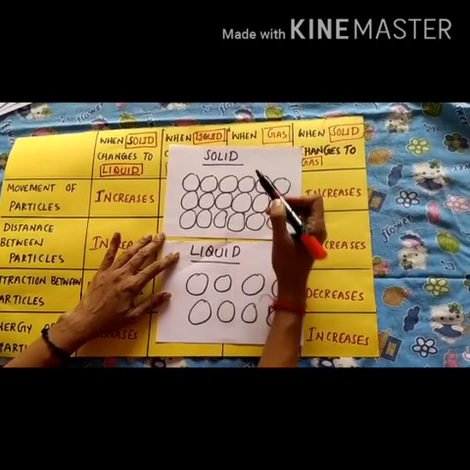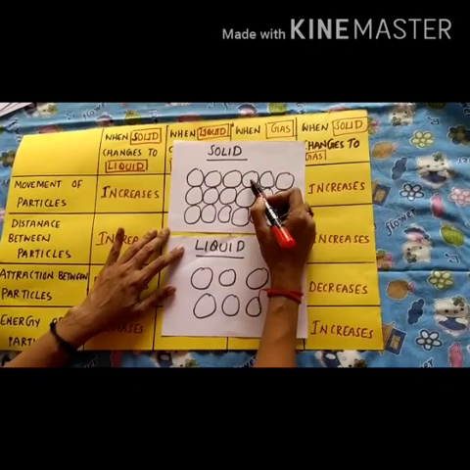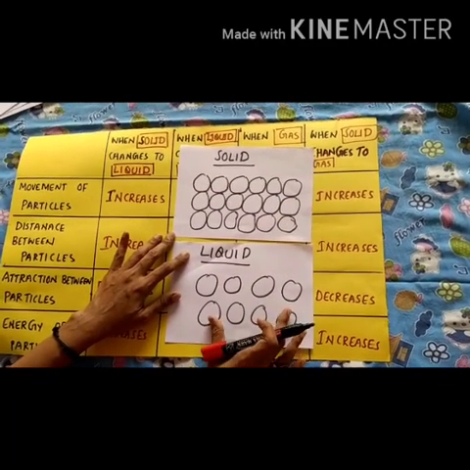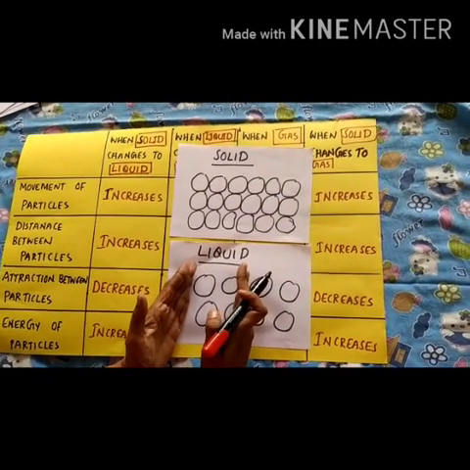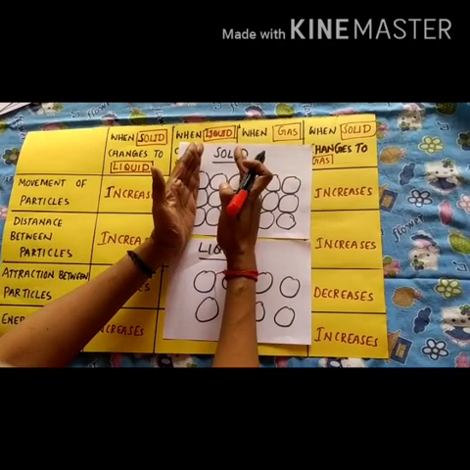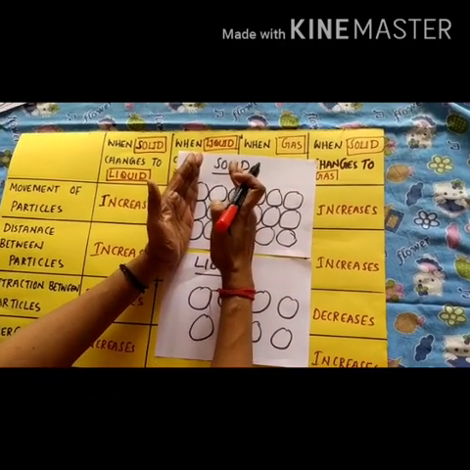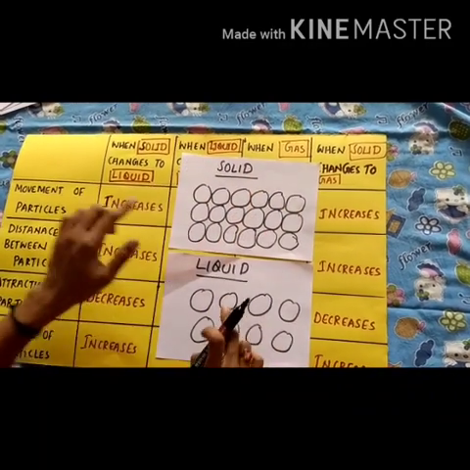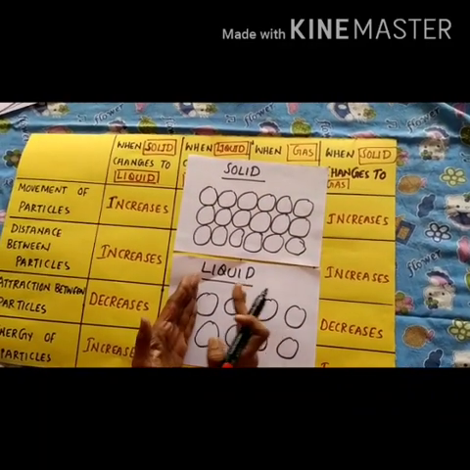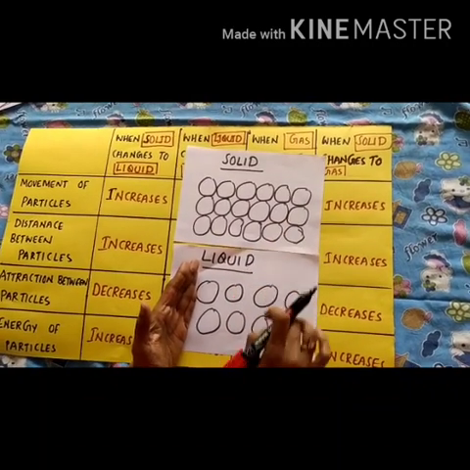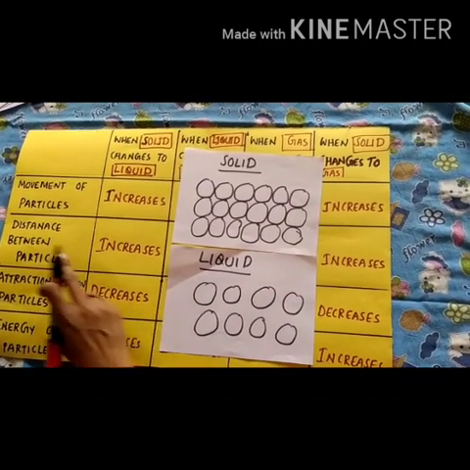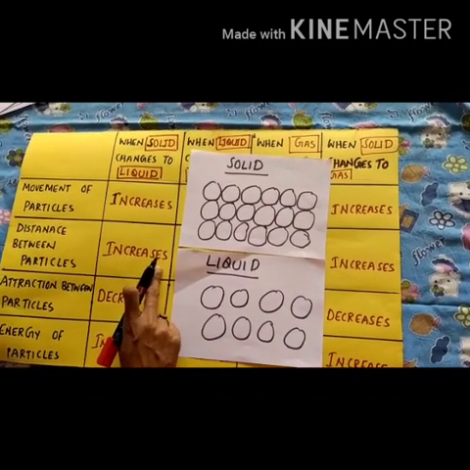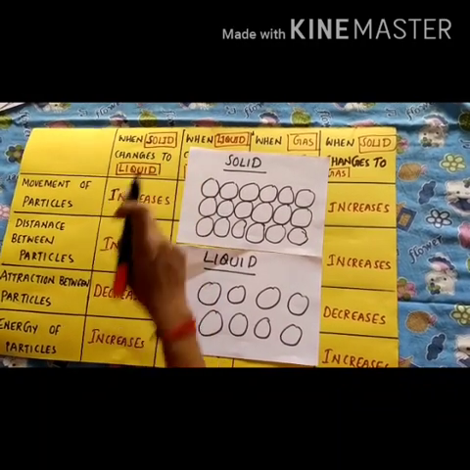The next property is distance between particles. This is solid state, this is liquid state. When solid changes to liquid, what happens to the distance between the particles? In solid, distance is very less. Particles are very close, so distance is less. But when this solid changes to liquid, distance between the particles increases.